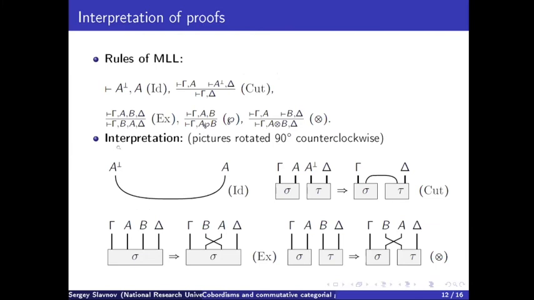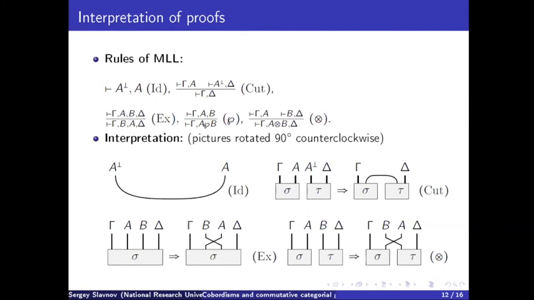I comment here that pictures are rotated 90 degrees counterclockwise, so that the boundaries are on horizontal lines. And the points of the outgoing boundary are ordered from right to left. So this is convenient because then the order of wires in a picture is the same as the order of formulas in a sequence.